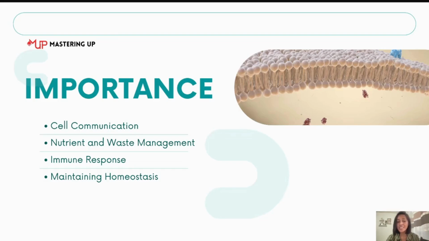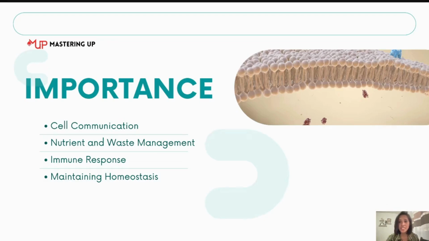The third one is immune response. In endocytosis, cells in the immune system such as macrophages and dendritic cells use phagocytosis to engulf and digest pathogens like bacteria, viruses, and dead cells. This is a crucial first line of defense.